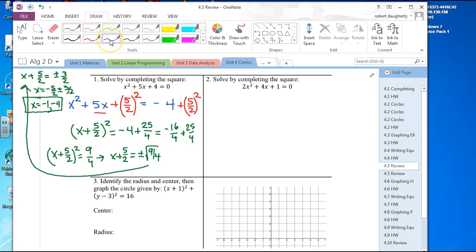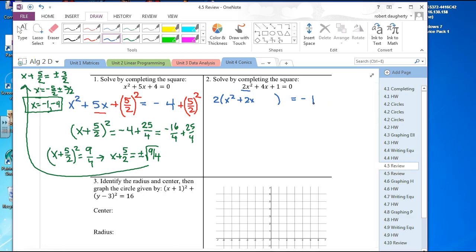Number 2, similar, but you see that I've got a non-1, I've got a 2 in front of the quadratic term. So you must factor whatever that number is. So 2x squared plus 2x, and I'm going to move the negative 1 to the other side. Okay, double check yourself. What's 2 times x squared? That's 2x squared. 2 times 2x, that's 4x.